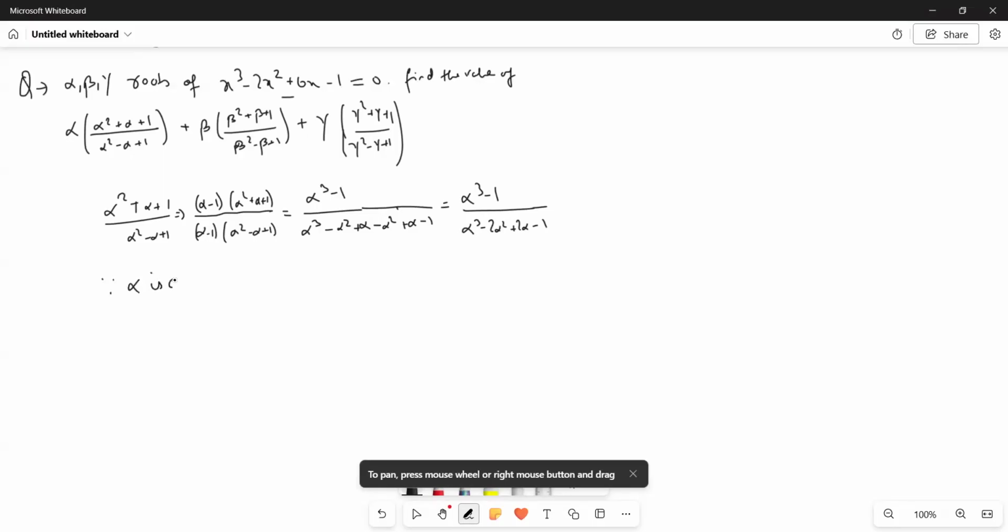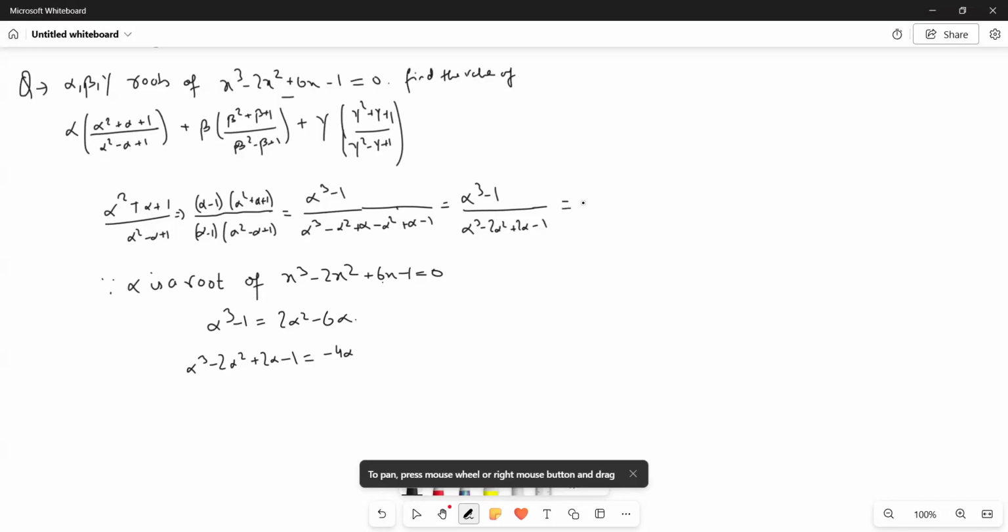since alpha is a root of x cube minus 2x square plus 6x minus 1 equal to 0. So alpha cube minus 1 का वैल्यू हो जाएगा 2 alpha square minus 6 alpha, and alpha cube minus 2 alpha square plus 2 alpha minus 1 का वैल्यू would be basically यहाँ पे 2 alpha, 6 alpha है तो 2 alpha कर दो तो minus 4 alpha.